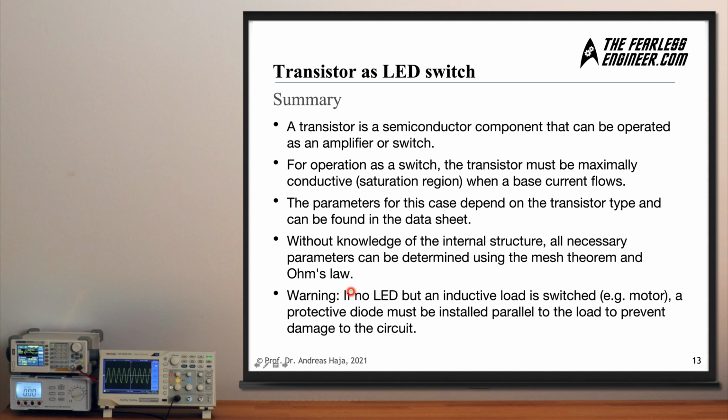A small note of warning here: if not an LED but an inductive load is switched, for example a motor or a relay, you must use a protective diode in parallel to the load in order to prevent damage to the circuit. This is something which we will investigate in a future video.